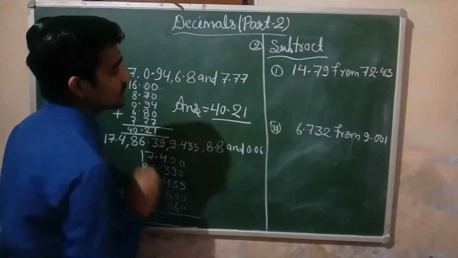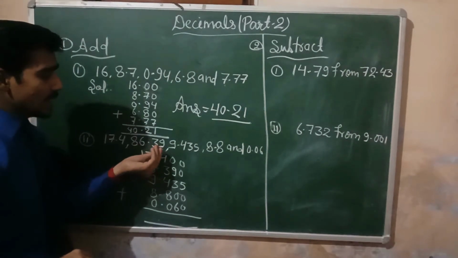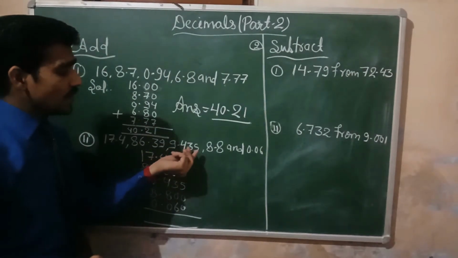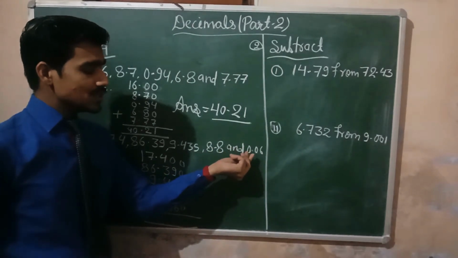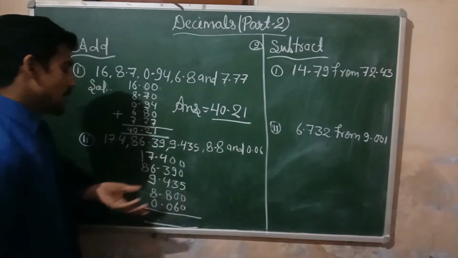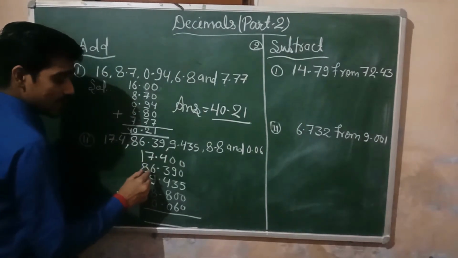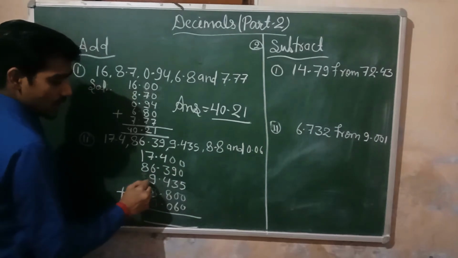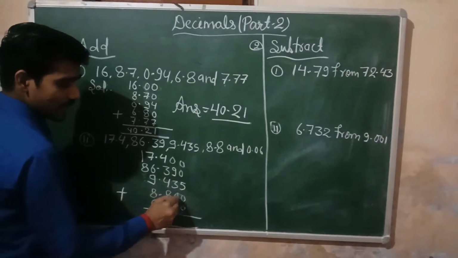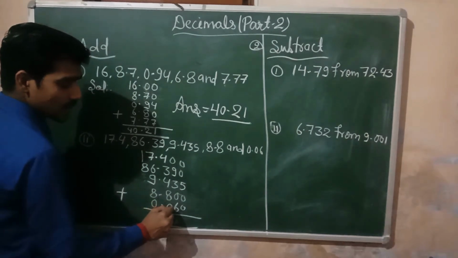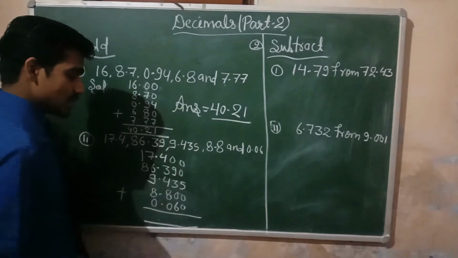The answer is 14.21. And the next question is to add 17.4, 86.39, 9.435, 8.8 and 0.06. Again, in this way: 17.400, 86.390, 9.435, 8.800, 0.060. Clear? This is converted to like decimals.